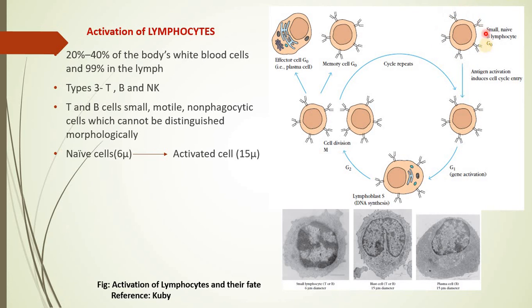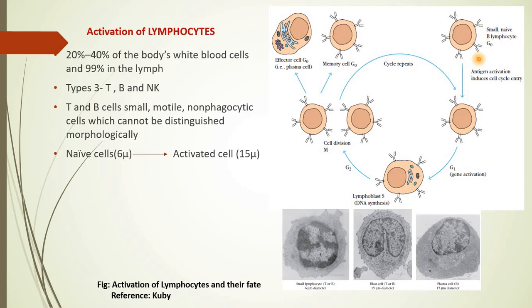Here, the cursor is showing the naive cell, which is small, and probably the diameter is 6 micron. Now, such naive cells are always seen in G0 phase. That means these cells are in the resting phase. So such resting phase cells or lymphocytes come into circulation through the blood or the lymph, and during the course of circulation they get settled into secondary lymphoid tissues, right?